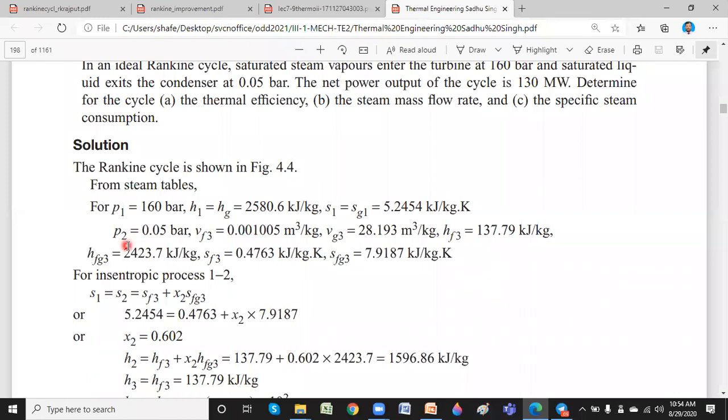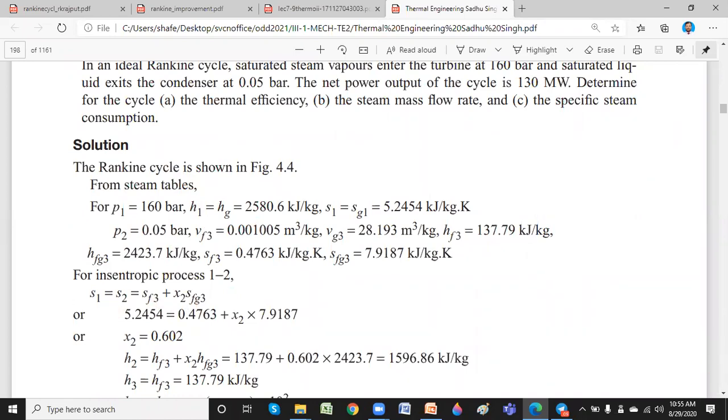Now I go to the second pressure, P2, which is 0.05 bar. You take the values of Vf, Vg, Hf, Hfg, Sf, Sfg, all the things at condenser pressure. You take all the values, and I will show how they are useful. Now I have found H1. For efficiency I must know H2, H3, and HM. So how to find H2?